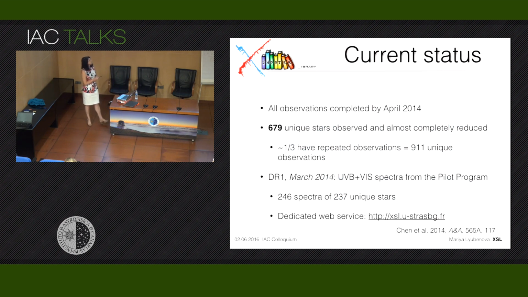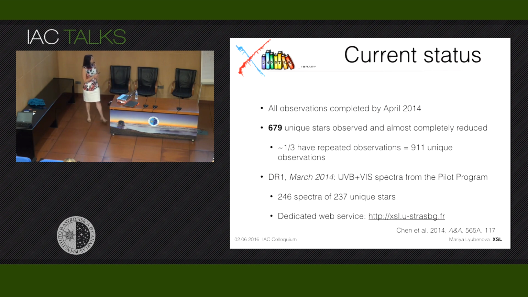The current status of the library: all observations were completed already 2 years ago, and we did the final count, and we have 679 unique stars observed and almost completely reduced by now. Several of these stars have repeated observations, many of them because they are variable stars, others because they had different fluxes depending on the different arms, so they had different exposure times to adjust to have at the end good coverage, good signal to noise throughout this very long wavelength range.